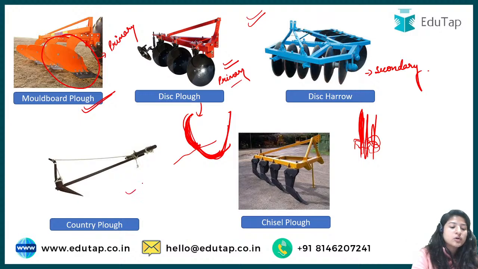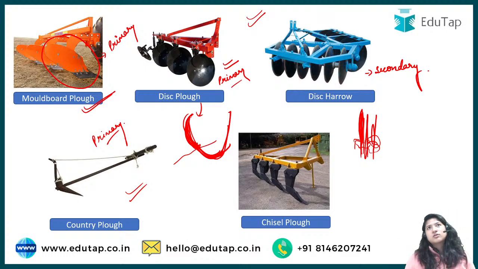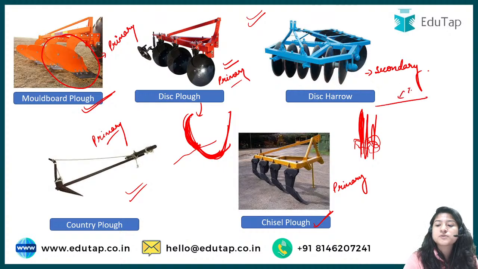Next is country plow. That is the most common. This is also primary, right? It is also used as secondary, but initially there was no concept of primary and secondary. But this is usually a primary plow. Next is chisel plow. It is also primary. This is specially used for the subsoil. What is subsoil? This is topsoil, and this downward layer is known as subsoil.